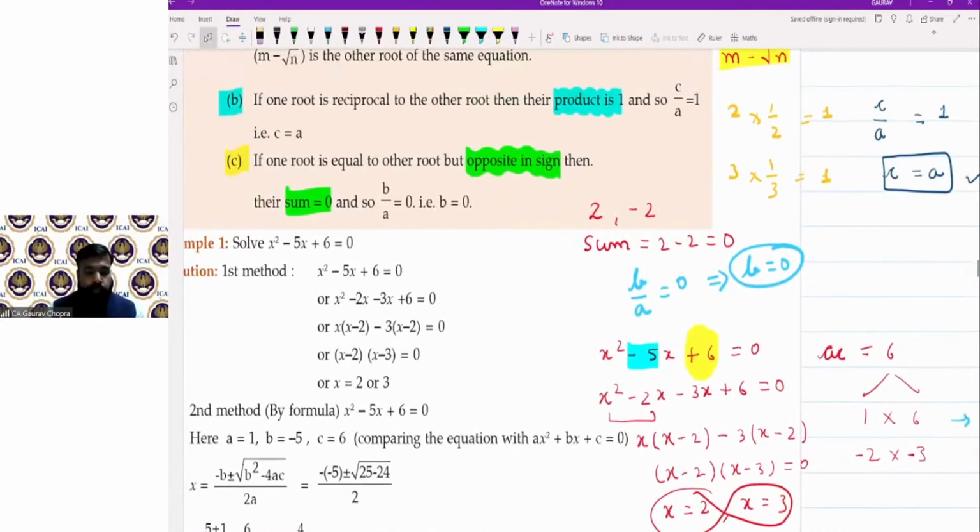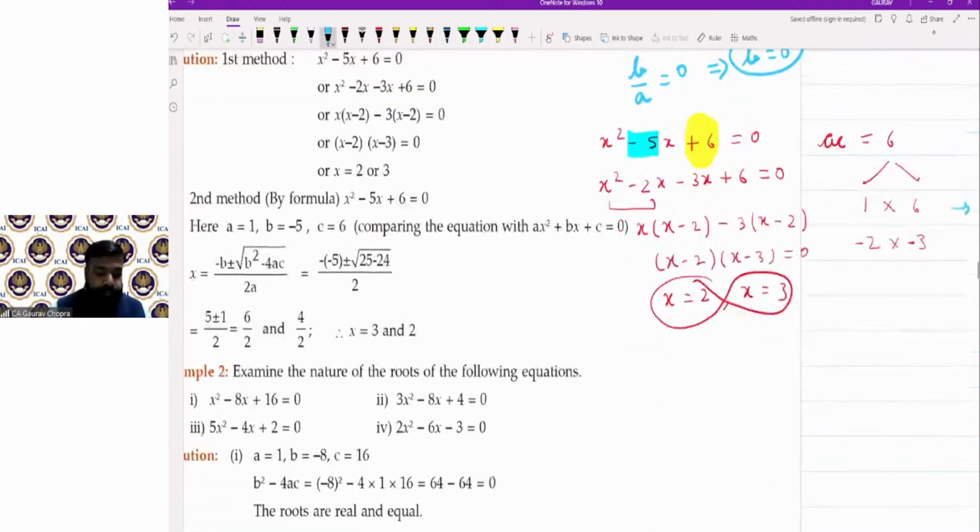Okay, Priyanka is asking to repeat note number B. See, in note number B it says अगर रूट एक दूसरे के रेसिप्रोकल है तो उनका प्रोडक्ट हमेशा 1 आएगा। अगर एक रूट आपका 4 है और दूसरा रेसिप्रोकल मतलब 1/4 है तो इनका प्रोडक्ट ऑलवेज कितना होगा? 1 होगा। This was point number B.